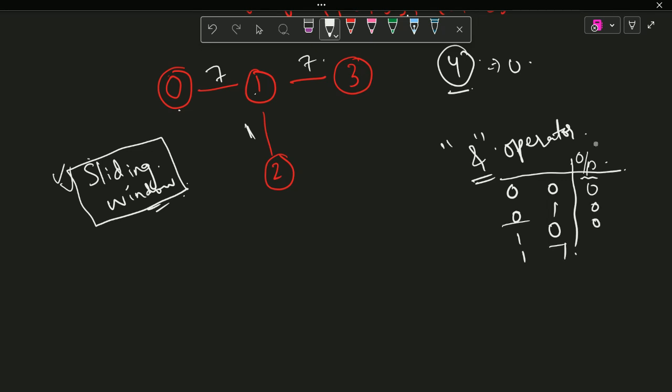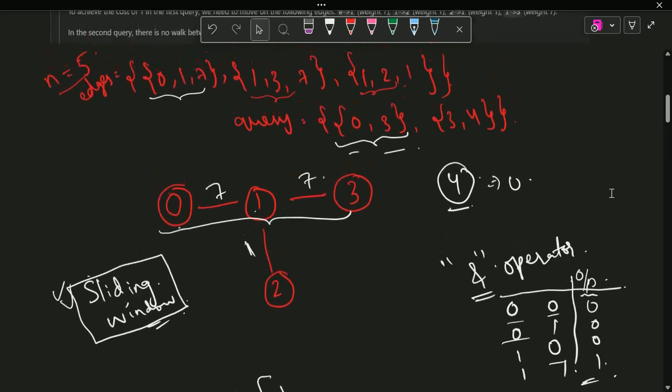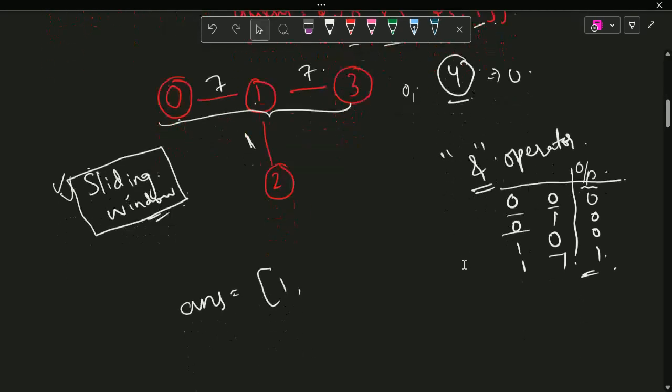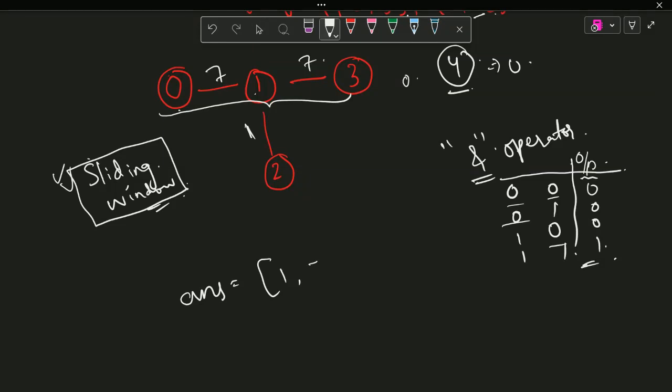0, 0, 0. Anything we AND with 0 is 0. Here it is 1. So from 0 to 1, if a walk exists, we return the answer as 1. Now next is 3 to 4. We should find out the minimum cost. That is 3 to 4. There is no connected component. If there is no connected component, we return -1.